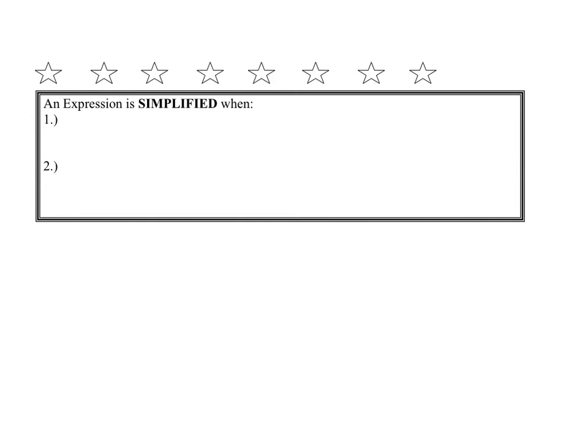So you need to know the distributive property in order to simplify expressions when you're adding and subtracting, because an expression is only simplified when, number 1, all grouping symbols are gone.